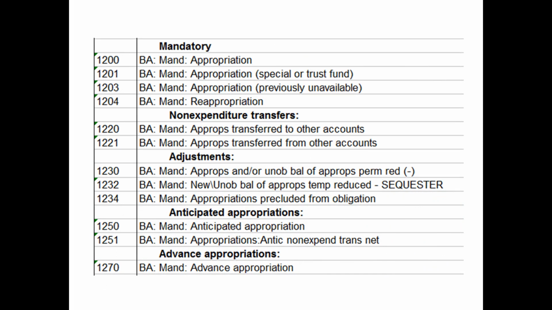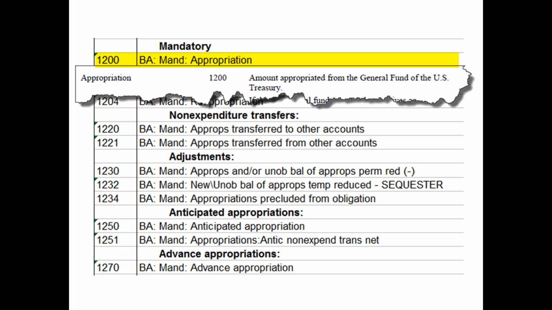Just as we have line 1100 for discretionary appropriations, line 1200 is for mandatory appropriations. In fact, Appendix F is structured in such a way as to define the discretionary and mandatory lines, where appropriate, using the same definition. So, it should come as no surprise to see that line 1200 has the same amount appropriated from the general fund as line 1100.